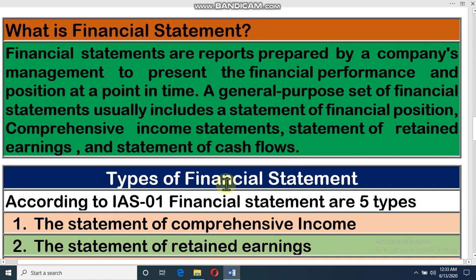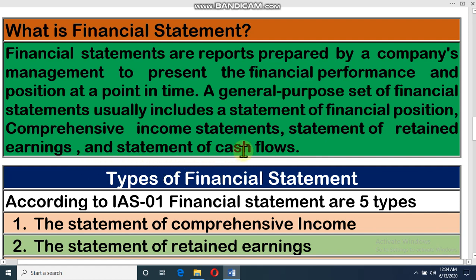What is financial statement? Dear student, financial statements are reports prepared by a company's management to present the financial performance and position at a point in time. A general purpose set of financial statements usually includes a statement of financial position, comprehensive income statement, a statement of retained earnings, and a statement of cash flows.